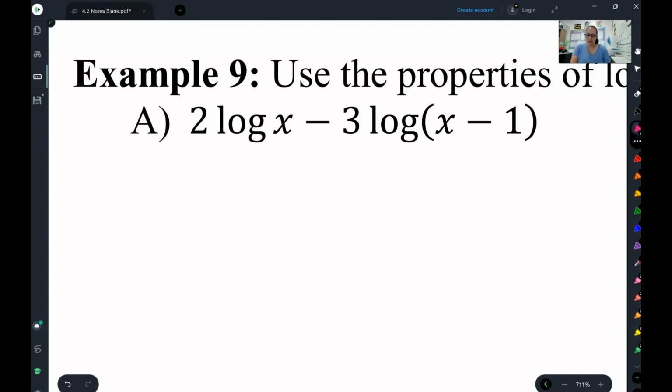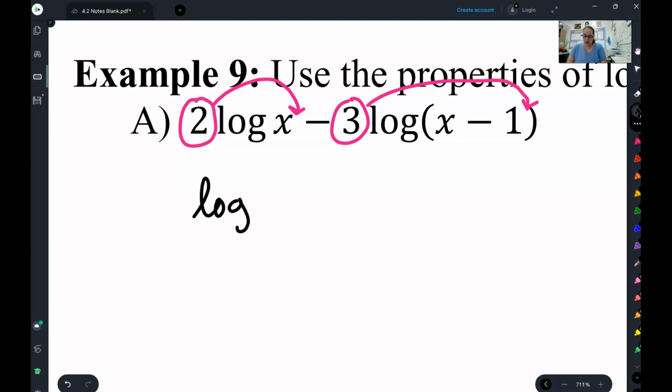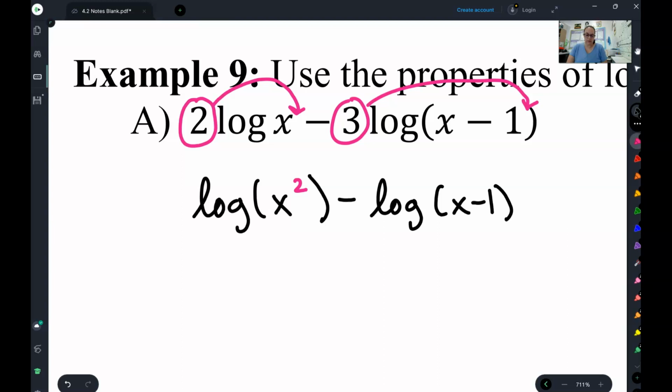So let's start with A. This 2 in front, I'm going to move backwards and make it an exponent. Same with this 3 in front. Go backwards and make it an exponent. So now I have log of x squared minus log of x minus 1 cubed.